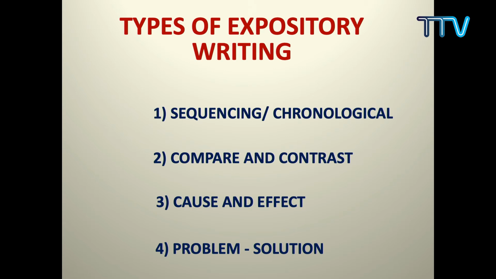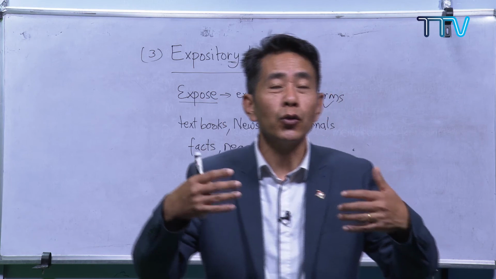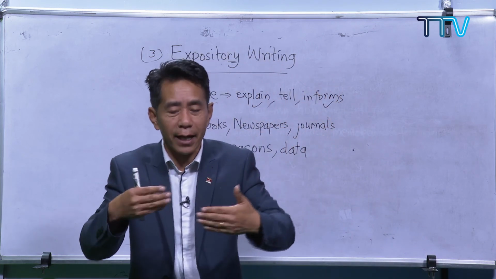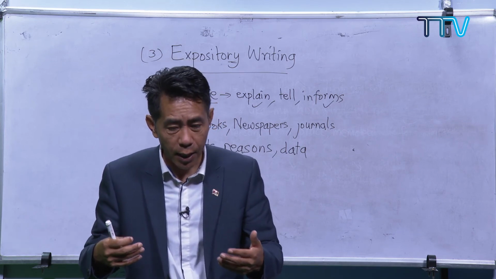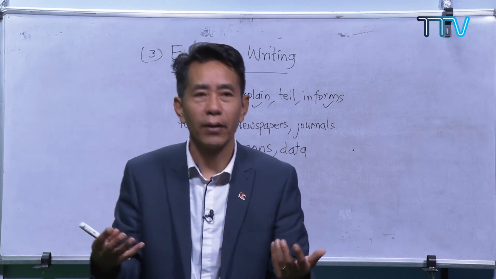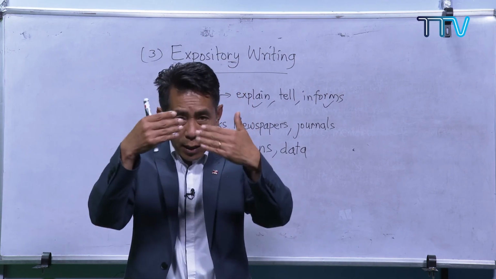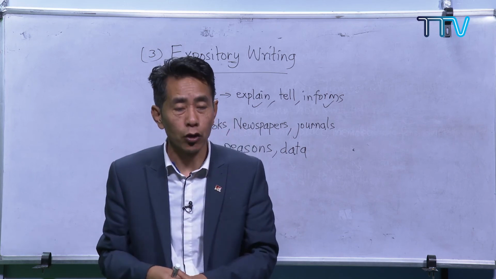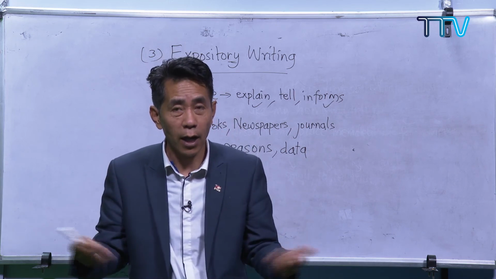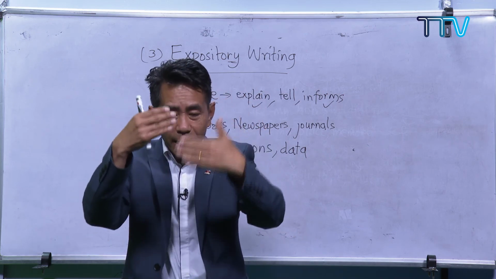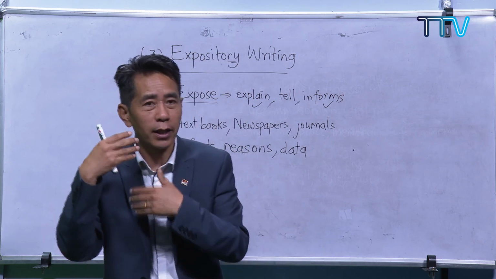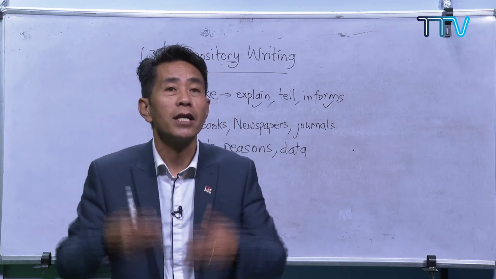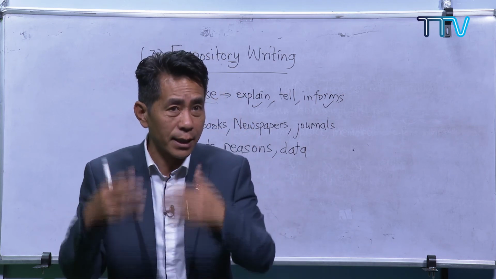Sequencing and chronological writing is a form of writing where you try to follow all the things step by step. For example, you are talking about the formation of a butterfly. You have to tell all these things in the right order. If you are talking about the First World War and Second World War in history, you have to tell everything in proper order, chronological, according to the date, according to the year. So this is about sequencing or chronological, from the word itself, chronological.